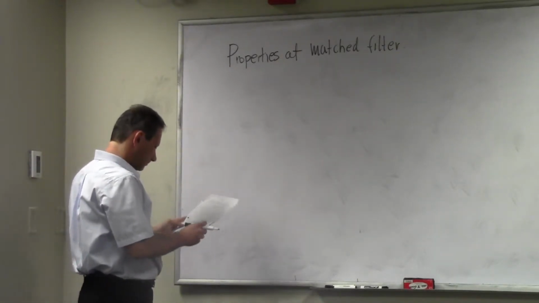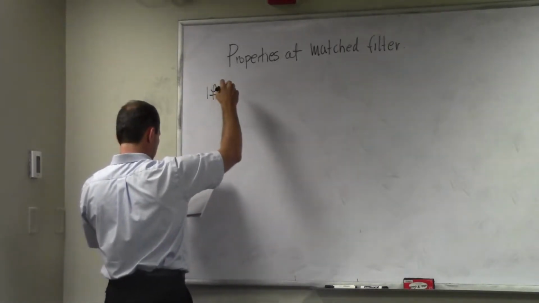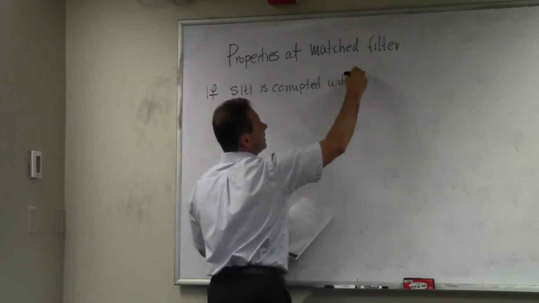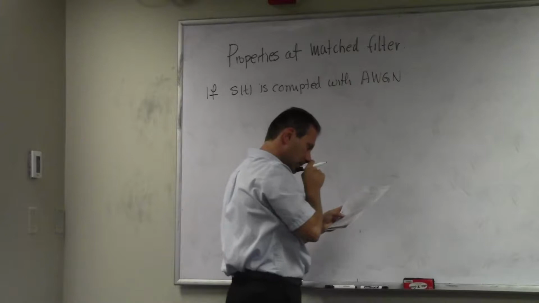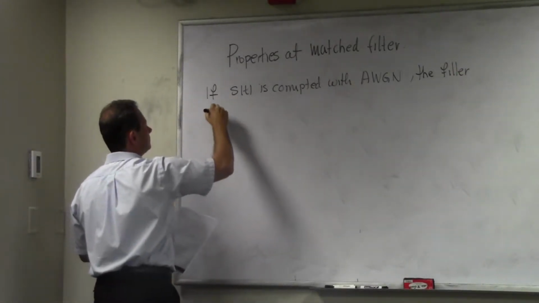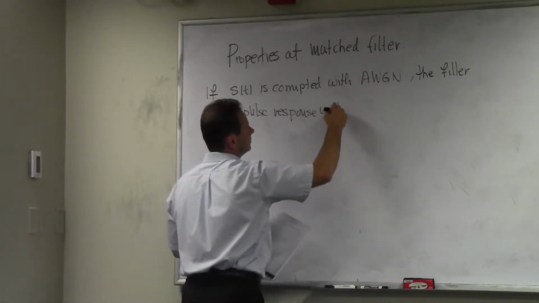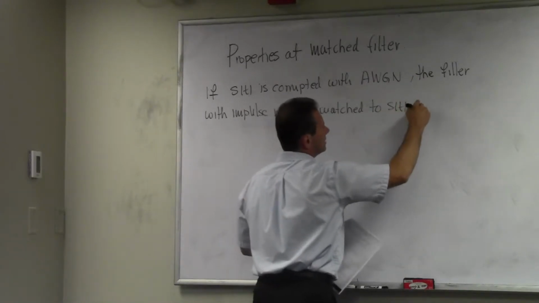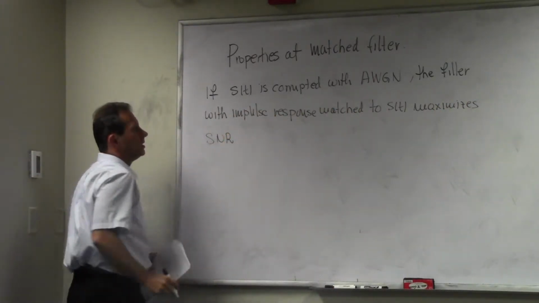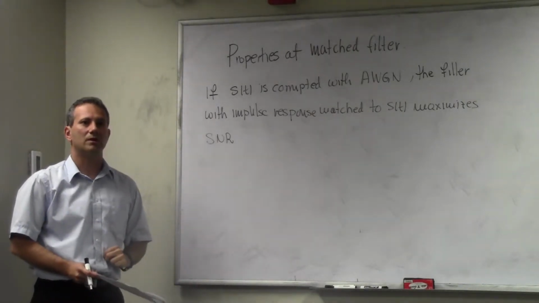So here's the main property here. If S of t, which is your transmitted signal, is corrupted with AWGN, the filter with impulse response matched to S of t maximizes signal to noise ratio. Okay? So what I'm claiming here is that there is no other filter which will have a higher signal to noise ratio at the output than what comes out of the matched filter.